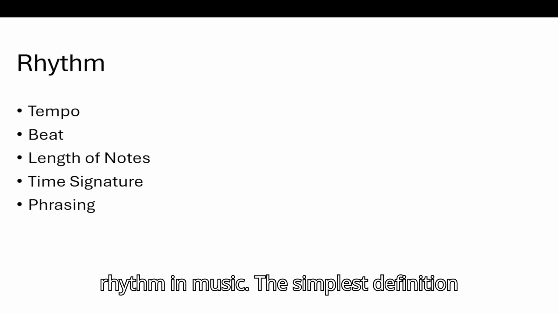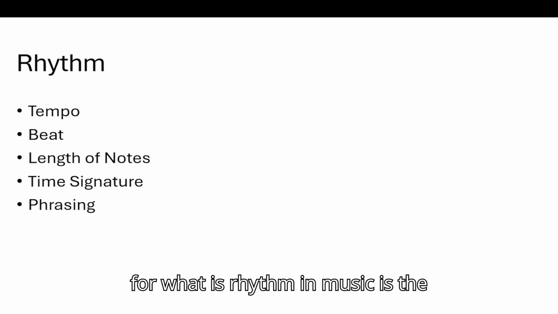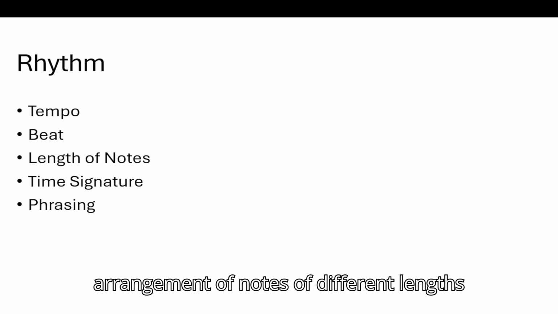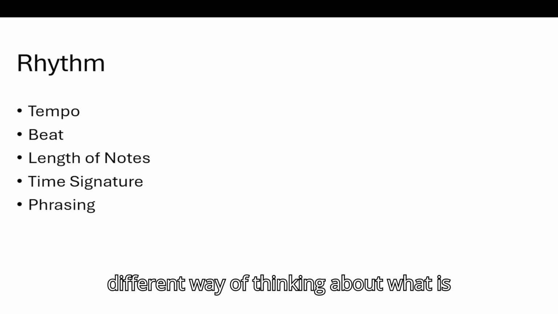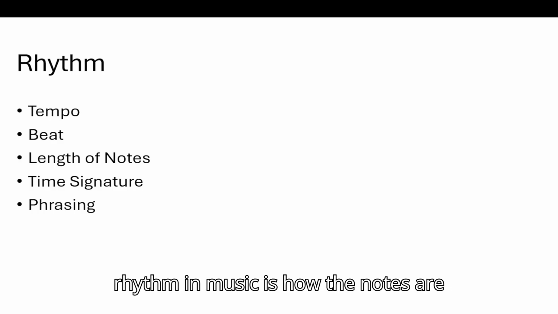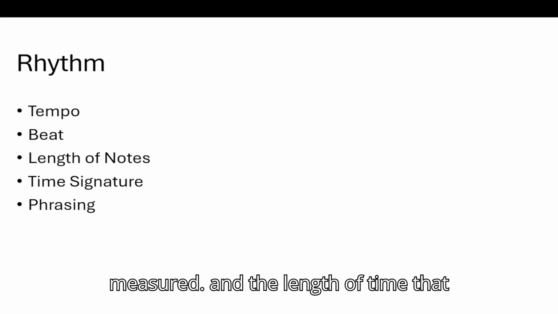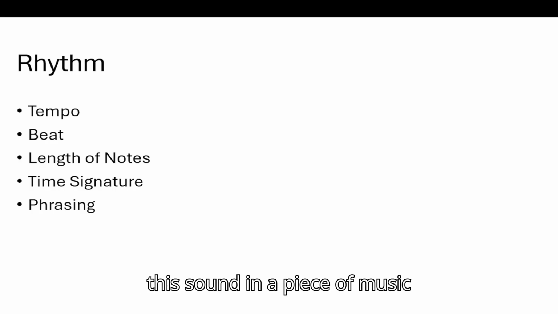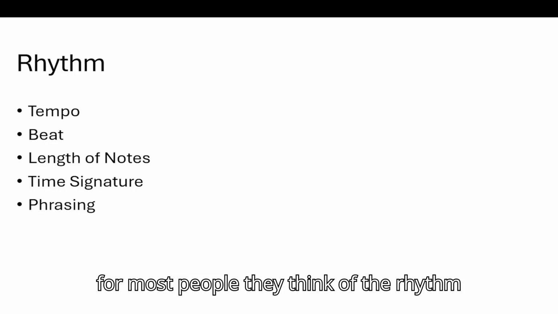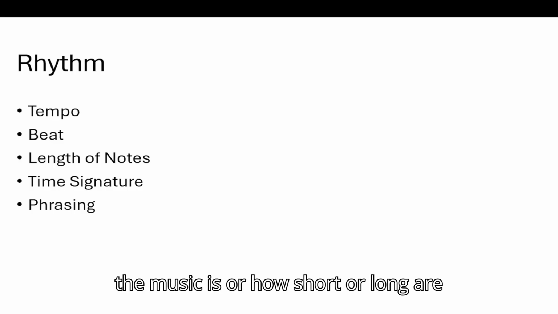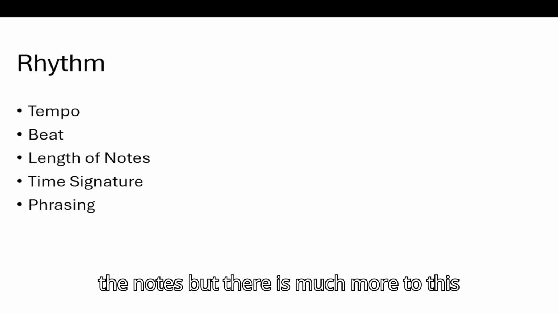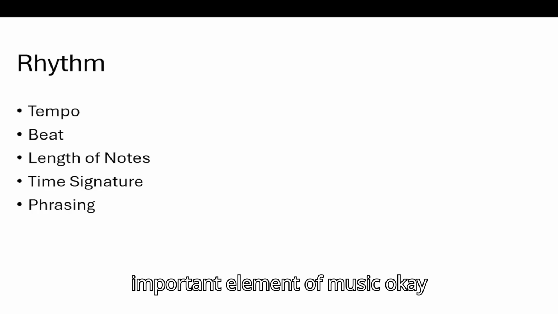The simplest definition of rhythm in music is the arrangement of notes of different lengths for different time stamps. A different way of thinking about rhythm in music is how the notes are measured in the length of time that the sound lasts in a piece of music. For most people, they think of the rhythm of the music as how fast or slow the music is, or how short or long the notes are. But there is much more to this important element of music.